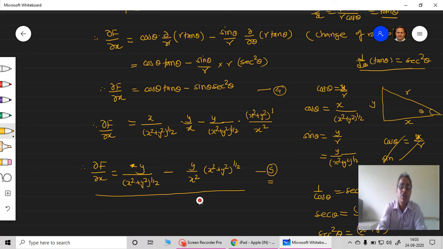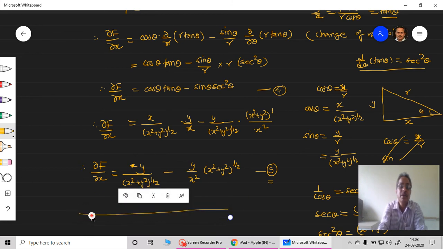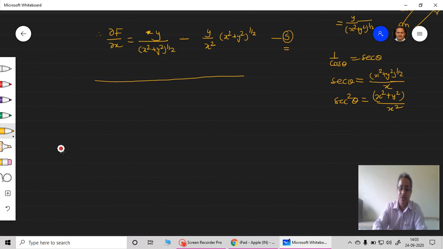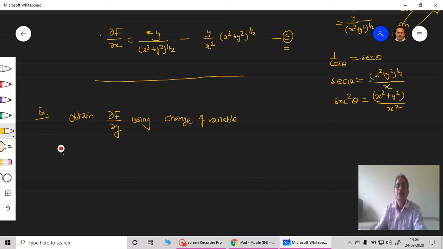Similarly, you can go for the next. I am giving a small exercise here that you can do at home: obtain deva f upon deva y using the change of variable method and the direct method. You have to apply the same method that we have discussed just now.